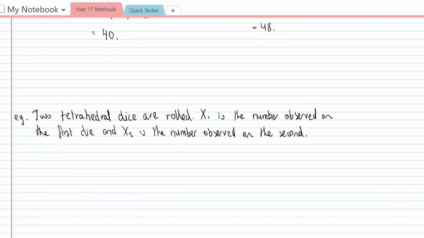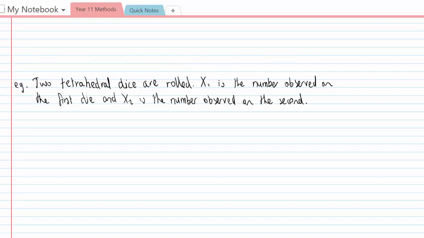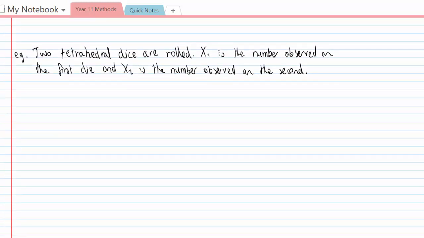Now, we have this next part, and this is going to help us to develop a couple of other rules. So I made the question a little bit nicer because I just didn't want to draw massive tables and stuff. So I've just got 2 tetrahedral dice. So that's a 4-sided dice. And so we have x1 is the number observed on the first die and x2 is the number observed on the second. So what I want to do here is find the expected value of x1 plus x2 and also the variance of x1 plus x2.